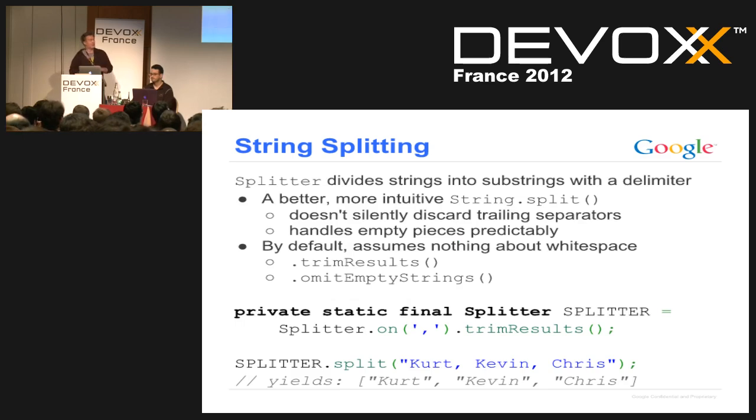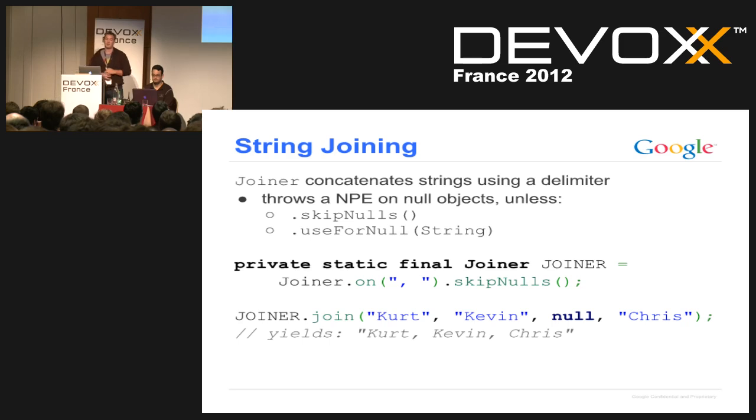So similarly to string splitting, we also have string joining. Joiner basically does the opposite. It concatenates a bunch of different strings using a delimiter. If any of the strings that you're passing in happen to be null, we'll throw a null pointer exception, unless you specify one of these two options. Either skipNulls, which does exactly what it says, it'll just skip right past the null inputs, or you can use useForNull, and then you can substitute in another string literal, like you could substitute in the string "unknown".